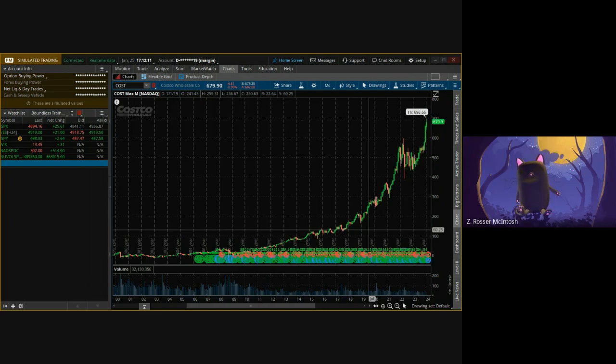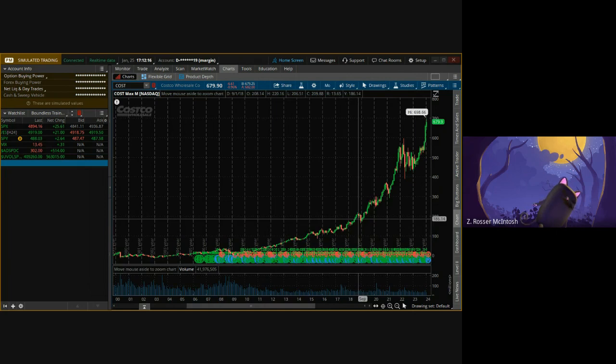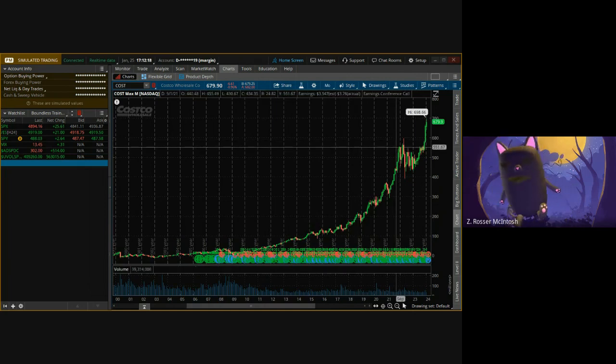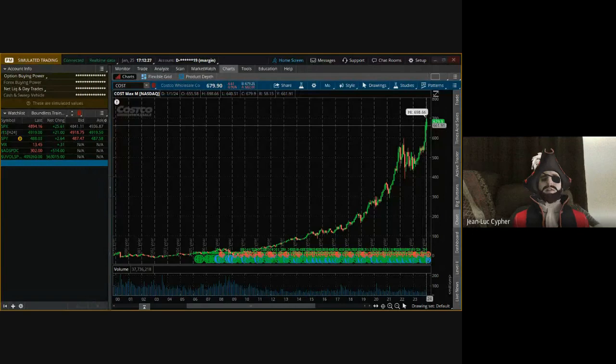This is called compound interest. This is why Costco is an epic stock. I don't even know how they make so much money. I think it's the membership thing. Yeah.